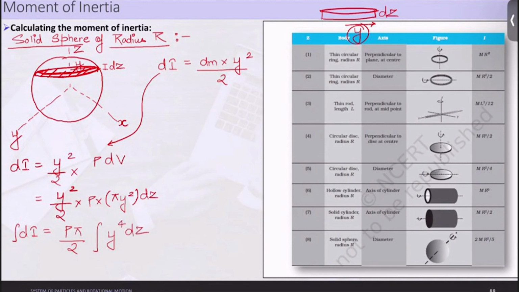Now look at this value of z very carefully. What is the complete range of z? If you look closely, it starts from this location and ends at this location, so it is minus r to plus r. Correct? I hope this is clear to you. Now, y to the power 4 is not a constant. This value is also varying. We know that this is a function of z, but we need to convert it into an explicit function of z.